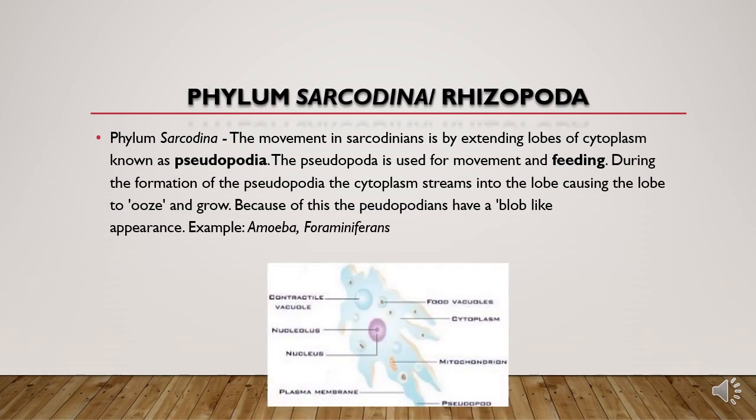So this is an example of the amoeba. It has what we call the pseudopod, and this pseudopod is the one that causes movement, and as it moves it is able to reproduce and also to feed. It reproduces asexually and has no cell wall. It is heterotrophic.